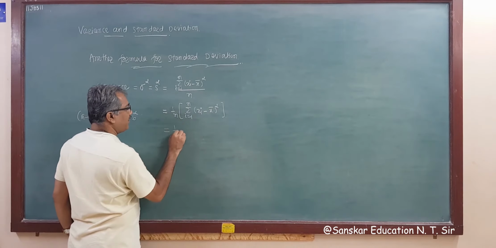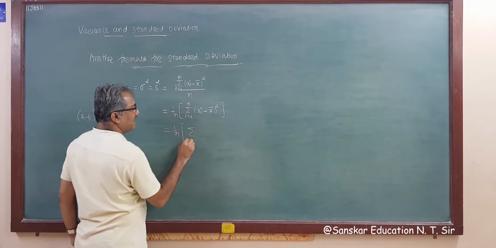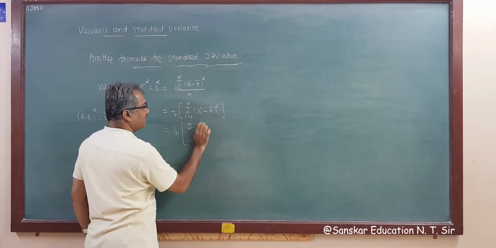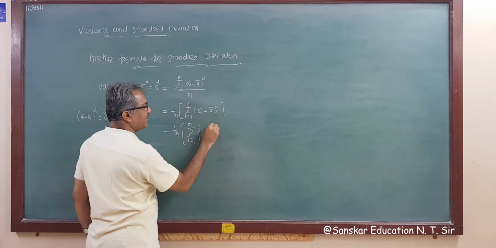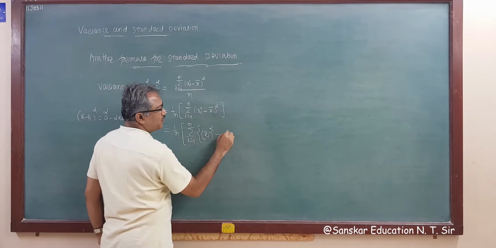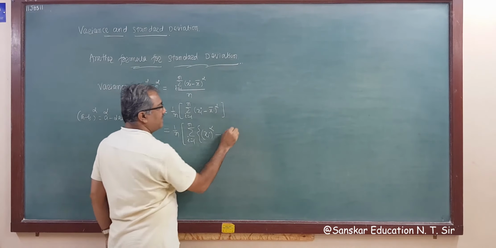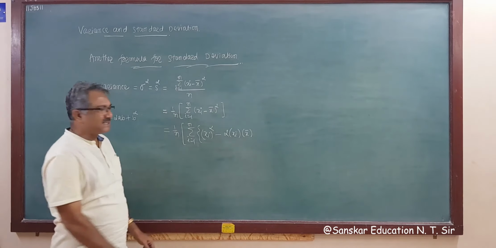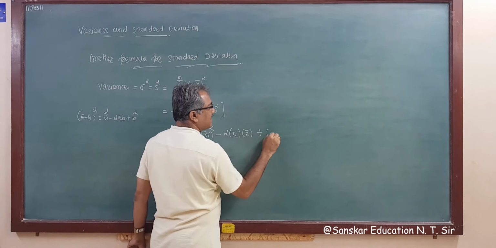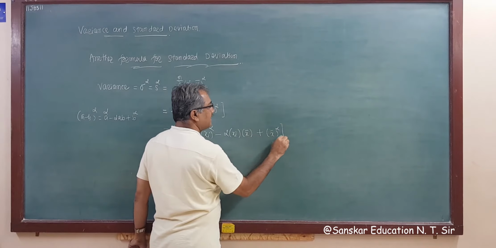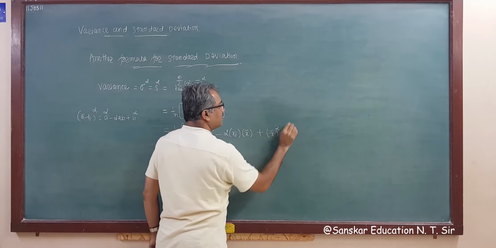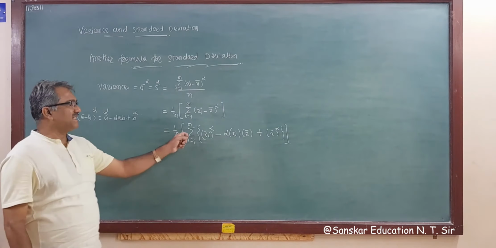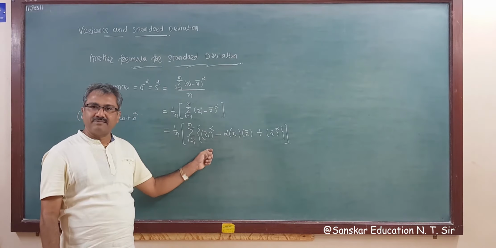This is 1 upon n, sigma, i running from 1 to n. So this is xi square minus 2 times first term into second term, that is xi into x bar, and plus second term square or last term square, that is x bar whole square. Right? We have to close the brackets. Now we have to operate sigma, right?